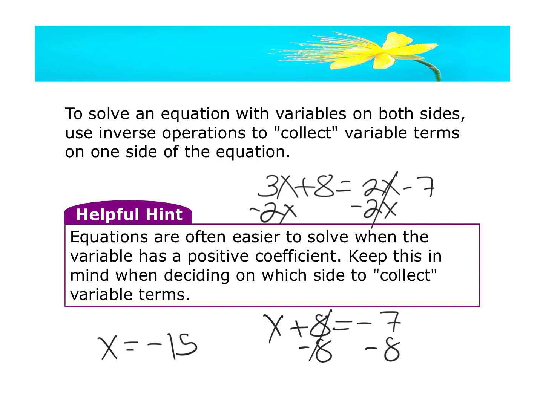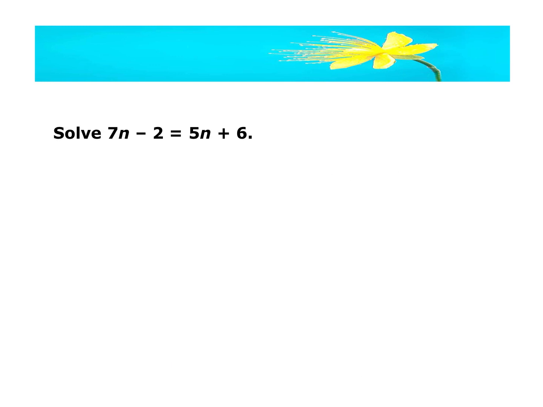Negative 15, since they are both negative. Alright, so let's solve this one together. Now we have 7n minus 2 equals 5n plus 6. I'm going to subtract the 5n to try to keep my n positive. Again, if you were to do it the other way, it's okay as well. It's going to subtract it from one side to the other.